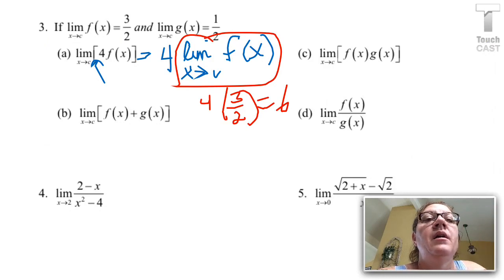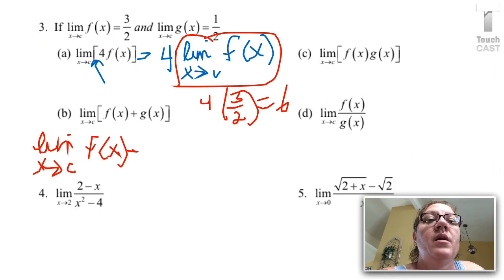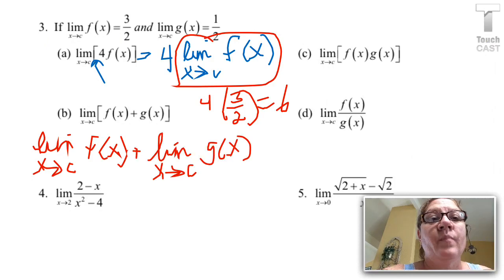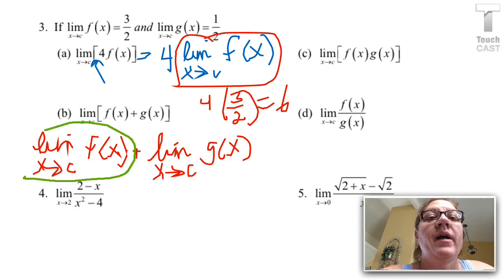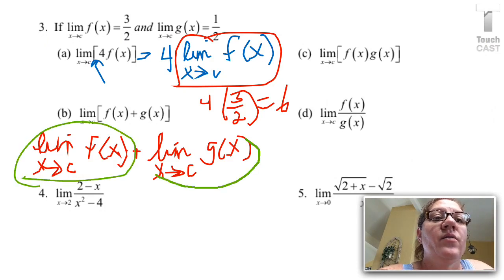On letter B, I'm looking at the sum, so I'm allowed to separate them. Oh my gosh, we're doing calculus, and this is so easy. Whoops, not equals, that's supposed to be a plus sign. So I can write them separately, and then I say, hey, I know this one is 3/2, and hey, I know this one is 1/2, and so 3/2 plus 1/2 is, of course, 2.